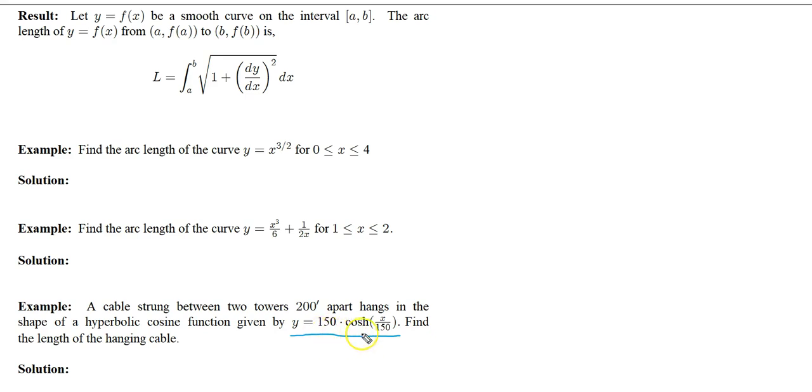So this actually is a fact. For example, telephone wires hang in the shape of a hyperbolic cosine function. So anytime you're driving down the road and you see a telephone wire, you can be reminded of your calculus class. Isn't that nice? So for this example, we have two towers here that are 200 feet apart. And then we have a cable that hangs in between them in the shape of a hyperbolic cosine like that. And we want to find the length of this cable.